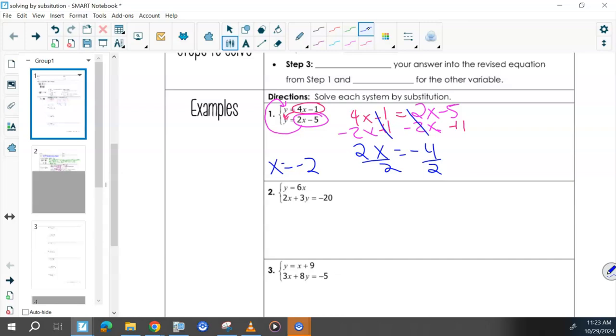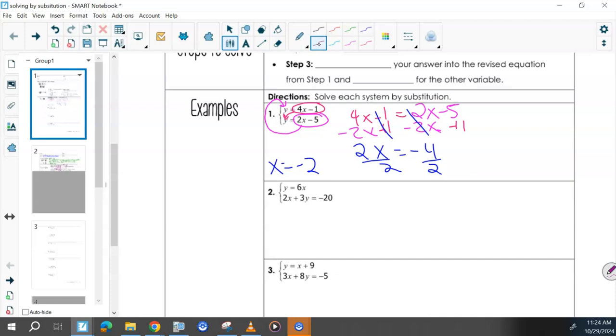Okay, so that's part of the problem. We have found x. Now we have to go back and find y. So when we find y, you're going to take this -2 and you're going to put it in place of the x in the original equation, in either one. You don't need to do both. You can do both as a way to check yourself, but you don't need to.